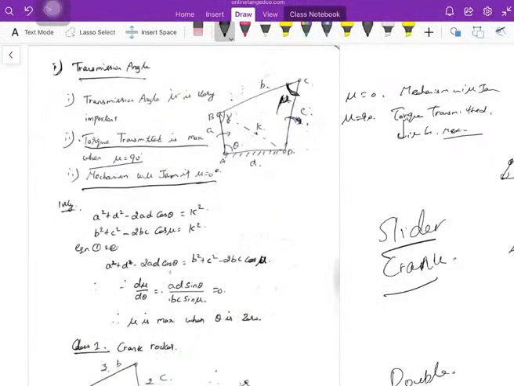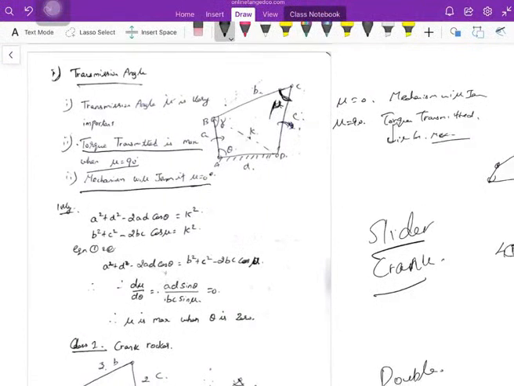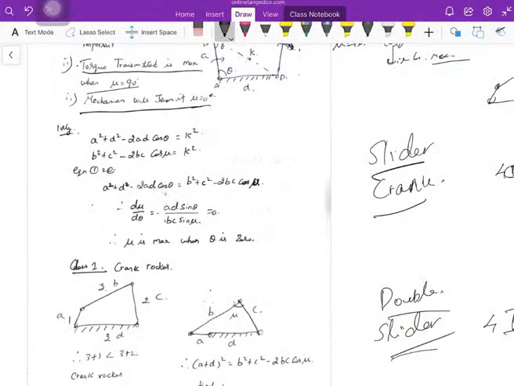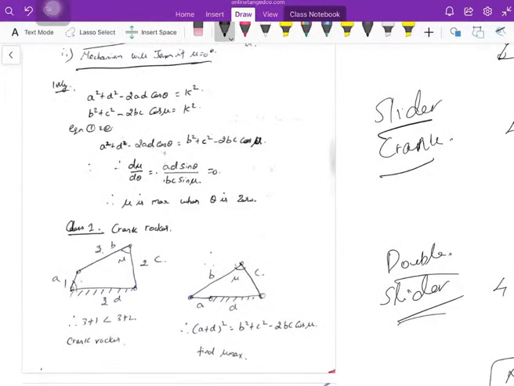Suppose they give you one mechanism and ask you to find the maximum transmission angle for our mechanism. Just make theta 180 degrees. If theta is 180 degrees, this is where my maximum transmission angle is. If it is rotated further, this link will close down. The link will be in maximum position when theta is equal to 180. That's where my maximum transmission angle is.